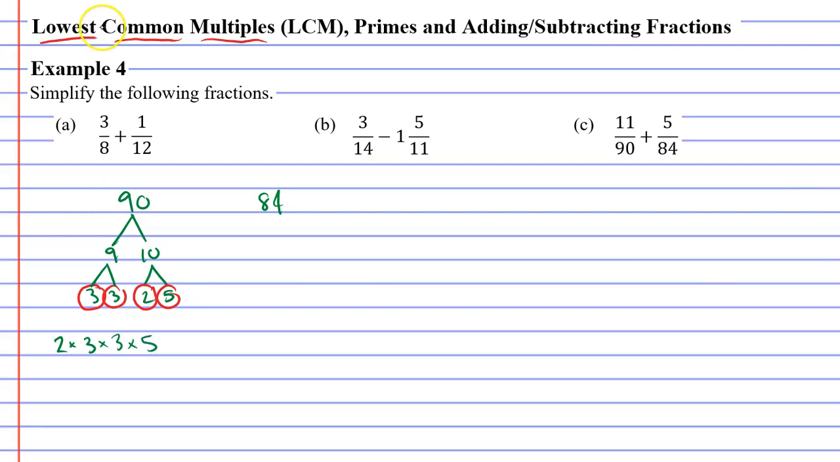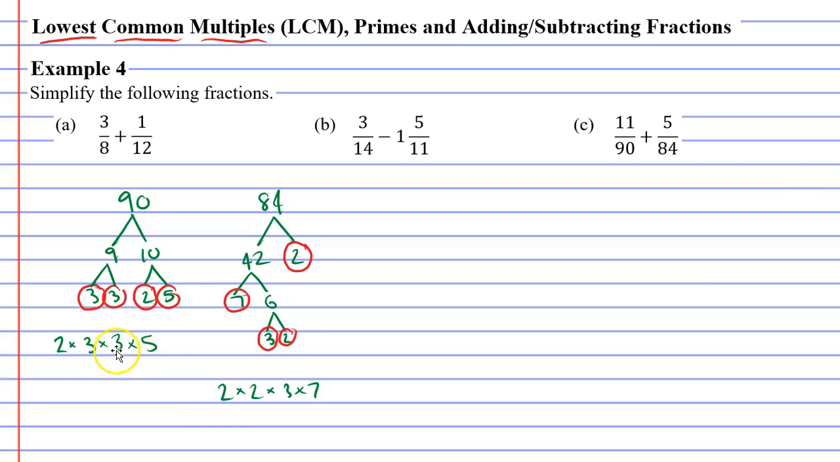All right, looking at 84 this time, what are two numbers that multiply to make 84? Well, 42 times 2 makes 84. 2 is prime, so I'm going to circle it. To make 42, 7 times 6 makes 42. 7 is prime. And to make 6, 3 times 2 makes 6, and both of these numbers are prime. So our prime factors are 2 times 2 times 3 times 7. I'm going to list them below in order. 2 times 2 times 3 times 7.